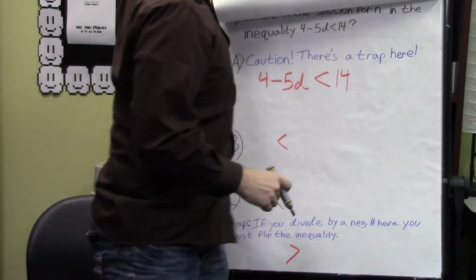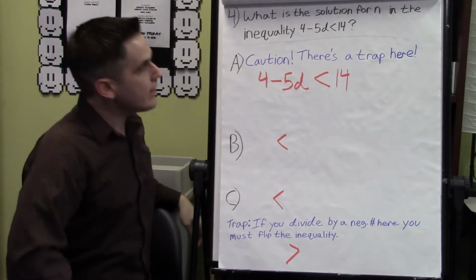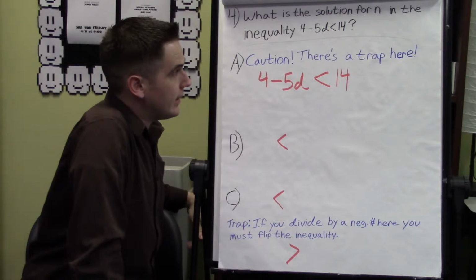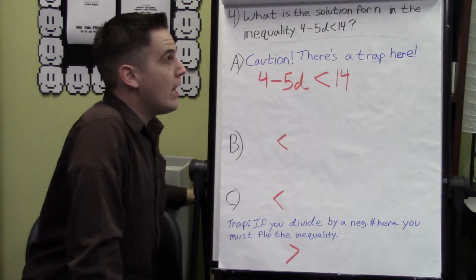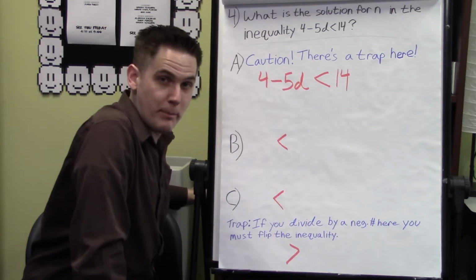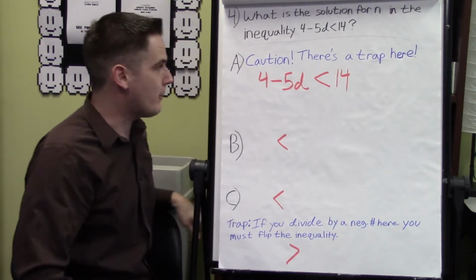Final question. What is the solution for d in the inequality 4 minus 5d is less than 14? Some of you might go, oh, I already know how to do this. You just taught me. You don't. There's a trap. There's a trick that I've got to teach you about.